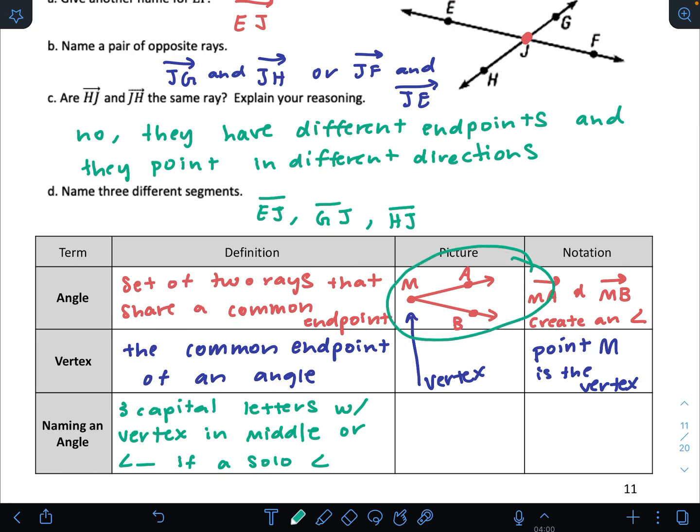So we can name this angle that we have above a couple different ways. I'm just going to take this whole section to write this out. So we can call it angle M. That would be an example. There's only one angle we are showing in that picture, so you can call it an angle and then a single letter or number. Or we could call it angle AMB. Again, the vertex has to be in the middle, so since M is the vertex, that would always be in the middle of those 3 letters. Or you could call it angle BMA. So those are your 3 options on naming that angle above.